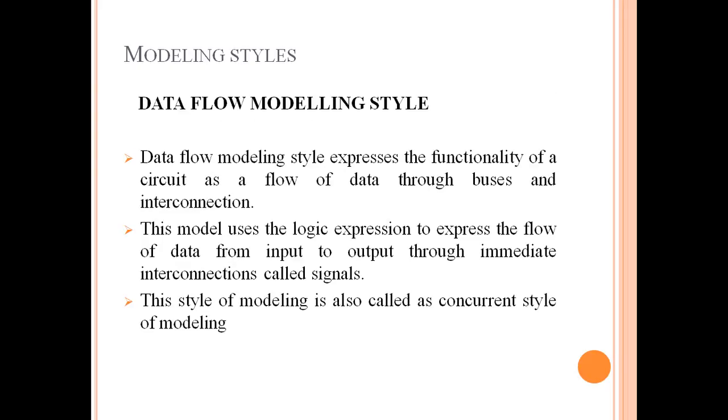The first is the data flow modeling style. This modeling style expresses the functionality of a circuit as a flow of data through gates and interconnections. It uses logic expressions like A and B or C to express the flow of data through intermediate interconnections called signals. This style is also called the concurrent style of modeling, as the flow of data is expressed using concurrent signal assignment statements. A concurrent signal assignment statement is executed whenever an event occurs on signals that are used in its expressions.